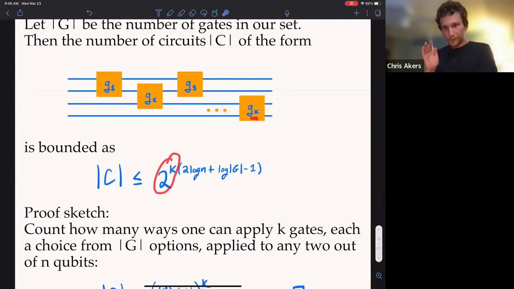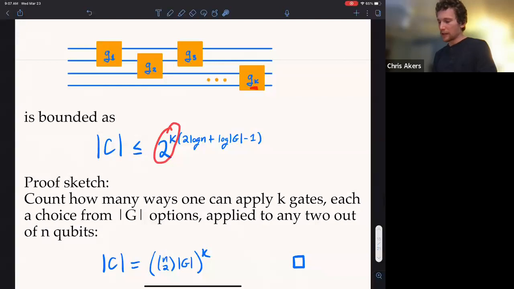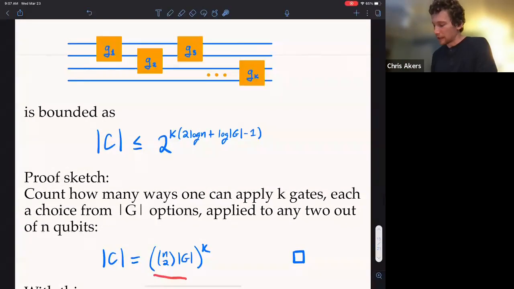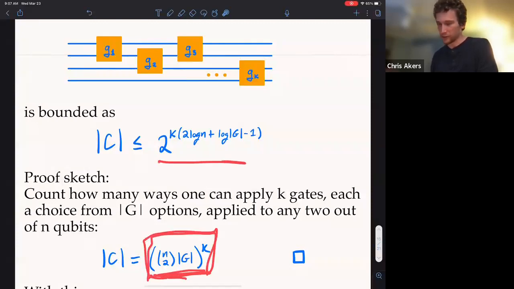And the proof is straightforward. It just says, count how many ways one can apply K gates, each a choice from G options, applied to any 2 out of n qubits. If you work it out, that's this number, and then you can bound this number by this exponential here.